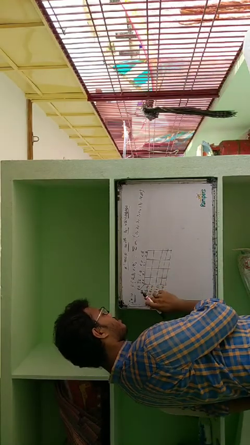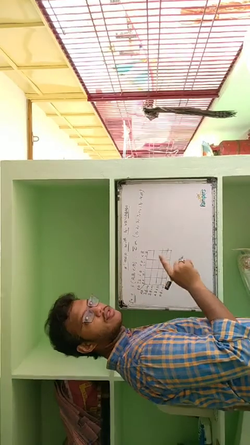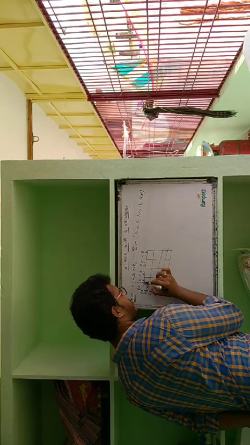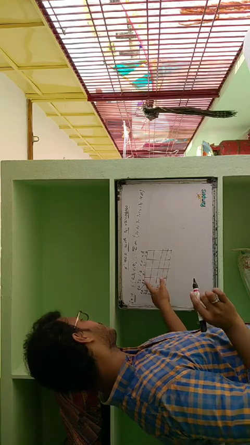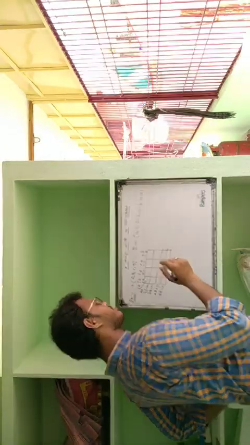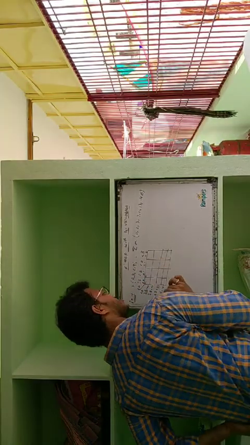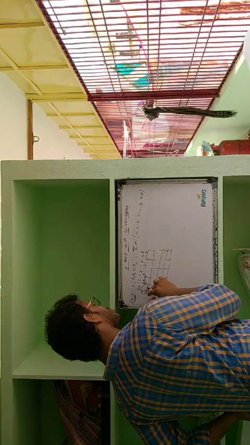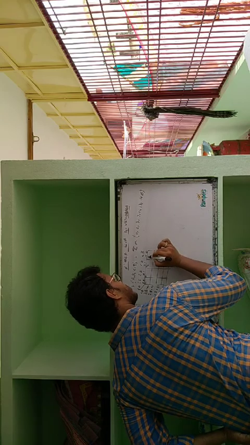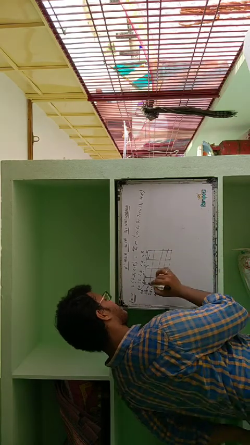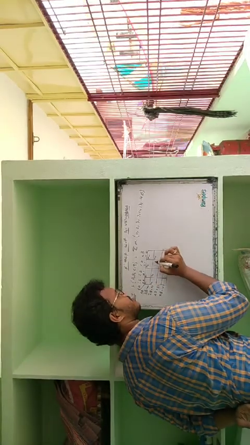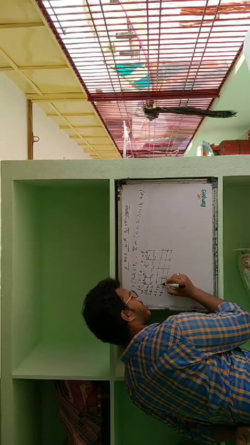See, this is 0, 0, 0, 0, which means M0. This cell name is M0. 0, 0, 0, 1 means 1, so the cell name is M1. This is 0, 0, 1, 1, so the cell name is M3. This is M2. Like that, this is M4, M5, M6, M7, M8.